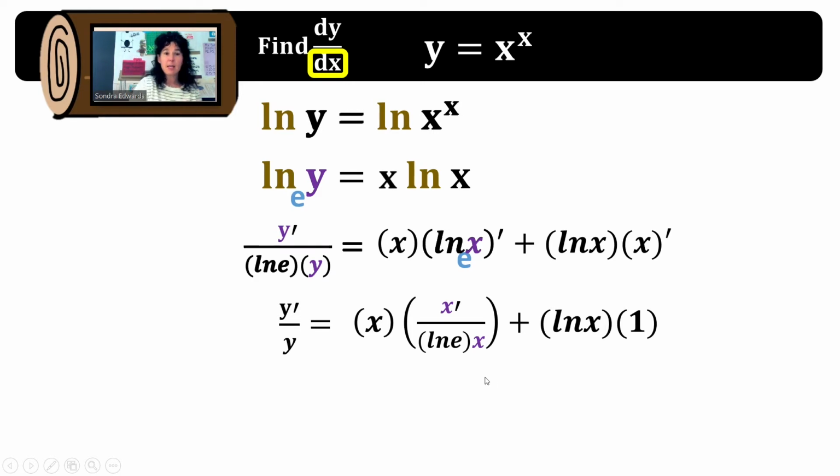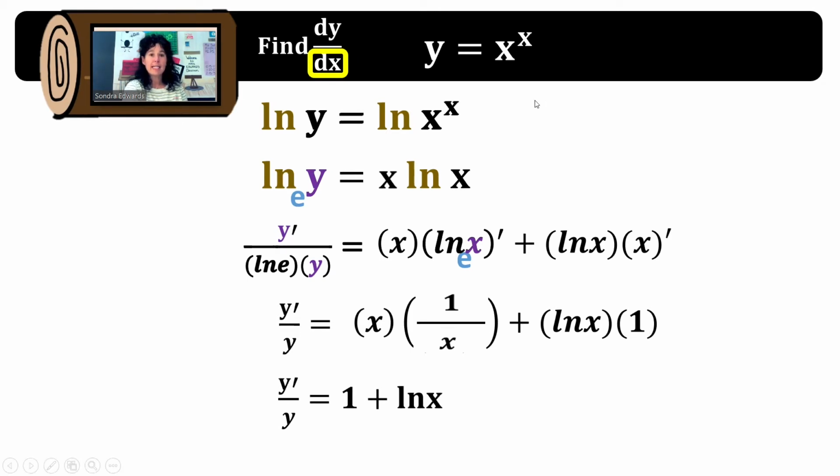Okay, let's simplify a bit. What's the derivative of x? dy dx. The derivative of x is just 1. So I'm going to replace that with 1. Simplifying a little bit more, the natural log of e just equals 1. So that denominator is 1 times x. So I'm going to make that just x. Okay, then x multiplied by 1 over x is just 1, and ln x times 1 is just ln x.